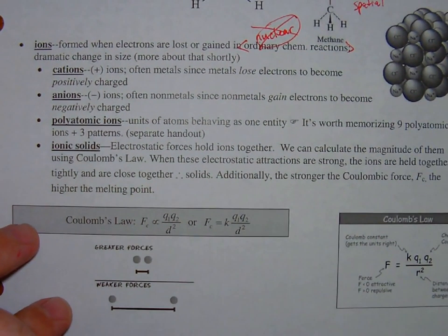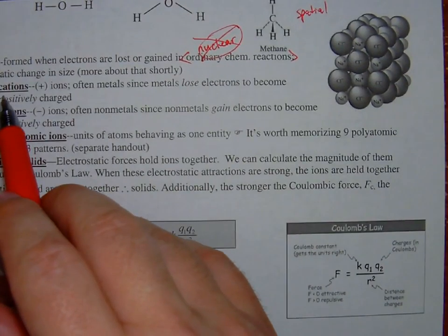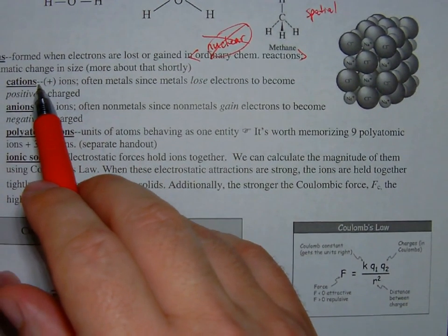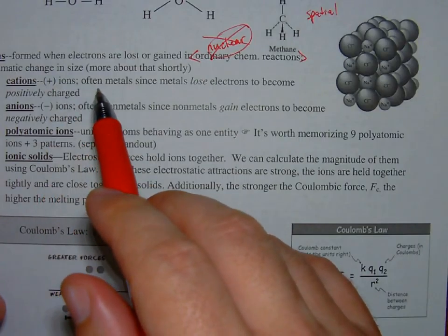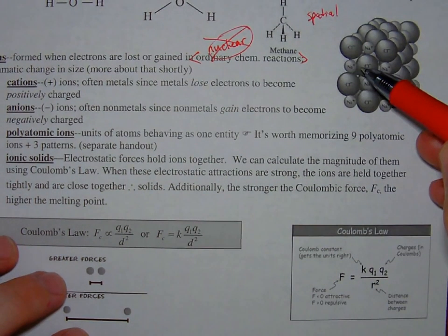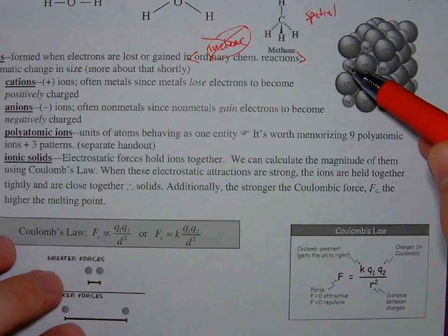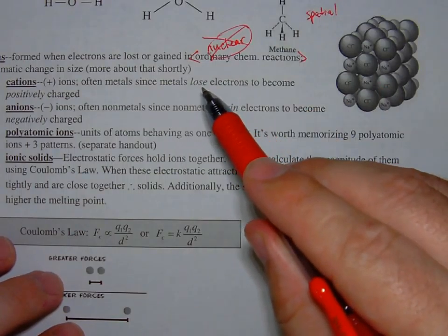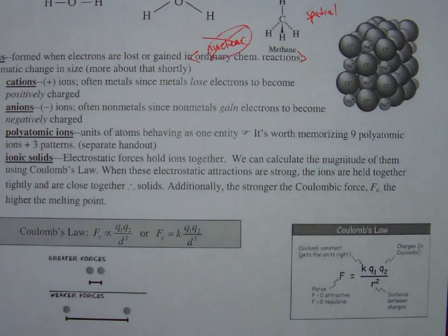When electrons are lost or gained, there's a dramatic change in size. So, for example, when we have a cation, which is a positively charged ion, by the way, usually it's a metal, because metals tend to lose electrons, and when you lose an electron, you become positively charged. Well, if you look over here at this crystal of sodium chloride, this sodium just lost an electron. It lost a particle. And so obviously it's going to become smaller. It has fewer particles. But not only that, the number of charges in the nucleus stays the same.